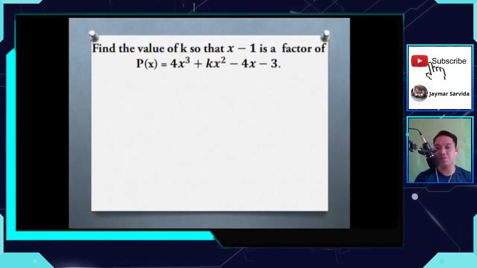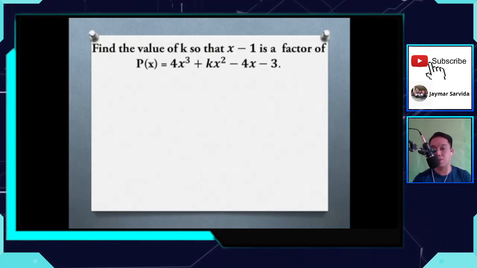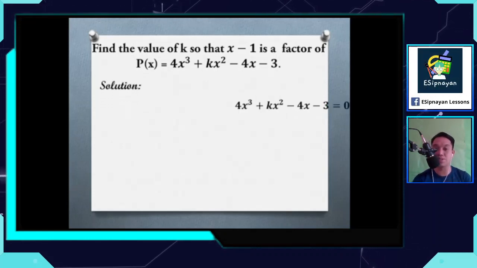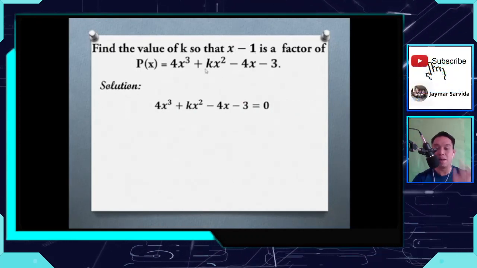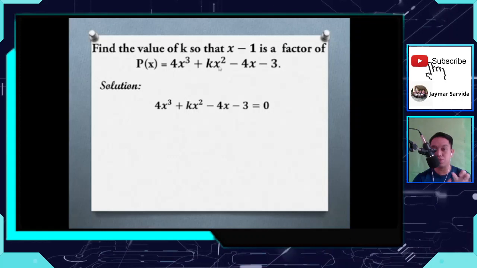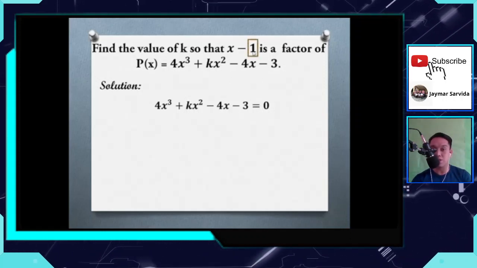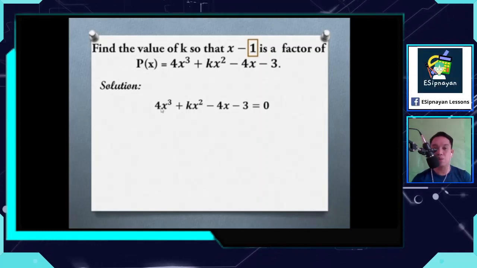Find the value of k so that x minus 1 is a factor of p of x equals 4x cubed plus kx squared minus 4x minus 3. Okay, so our p of x must be equal to 0 so that x minus 1 is a factor of p of x. So substitute the value of x, which is positive 1, to our p of x.